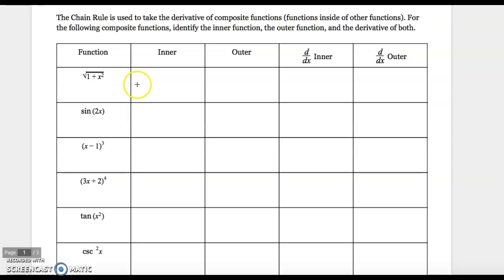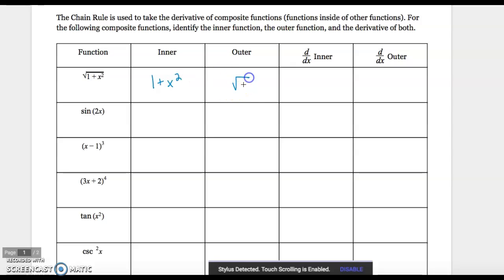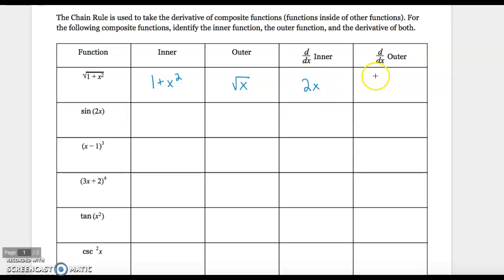So first, let's look at this first one. Your inner function is 1 plus x squared, and your outer function is the square root of x. The derivative of your inner function then would be 2x, and the derivative of your outer function, remember we can rewrite this as x to the 1/2 power, would be 1 over 2, and then x to the negative 1/2, or in more precise terms, 1 over 2 square root of x. Okay, so these are what we have been able to do in the past for just individual functions, and now we're going to start combining them all.